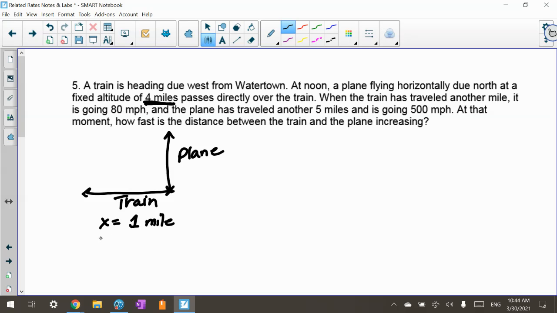is going 80 miles per hour. So dx/dt would be 80 miles per hour. I know you can do mph. Okay. The plane has traveled another 5 miles, so we're going to call this y, and that's going to be 5 miles. And it's going 500 miles per hour. So that's my dy/dt.